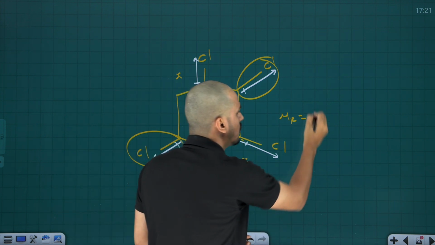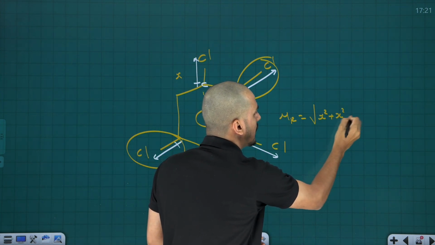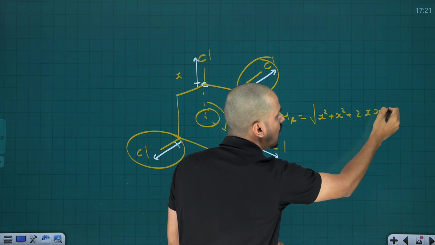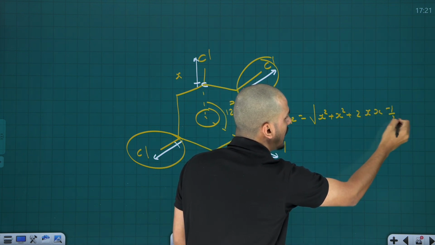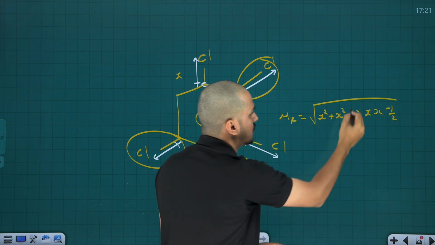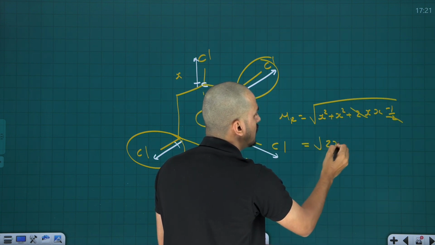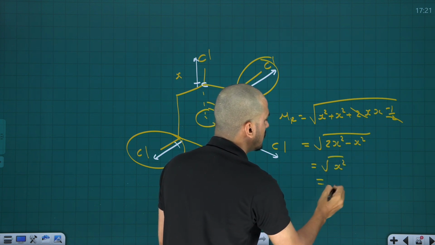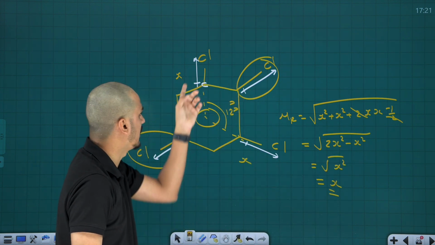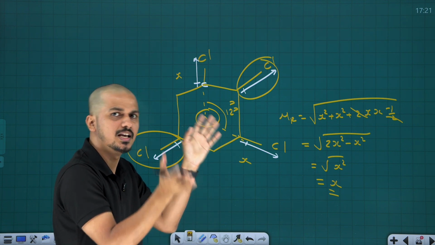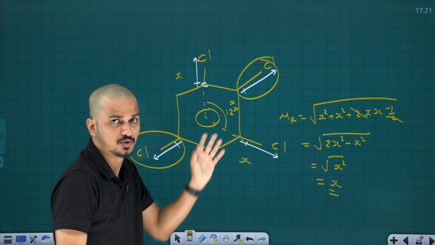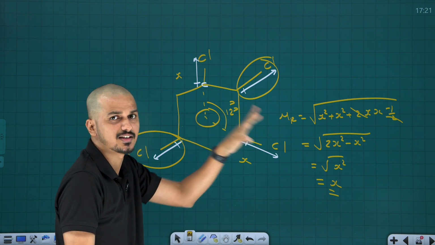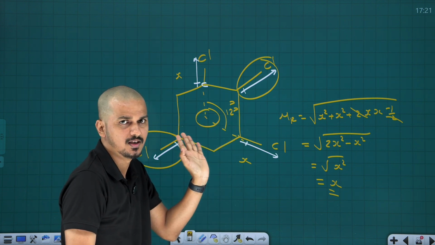We can check it. Root of x square plus x square plus 2ab cos theta. Cos 120 means minus 1 by 2. 2 will get cancelled. Root of 2x square minus x square equal to what? Root of x square equal to x. So mu resultant also x. So when two equal vectors are at an angle of 120 degrees, their resultant will be similar to any one of the given vectors.